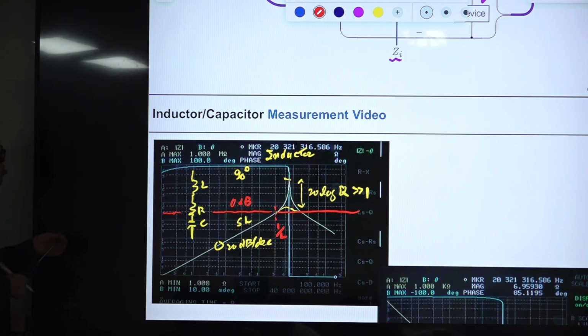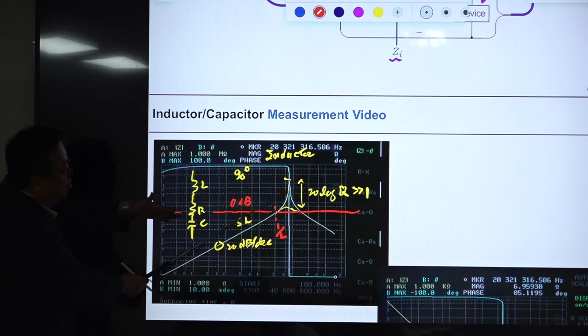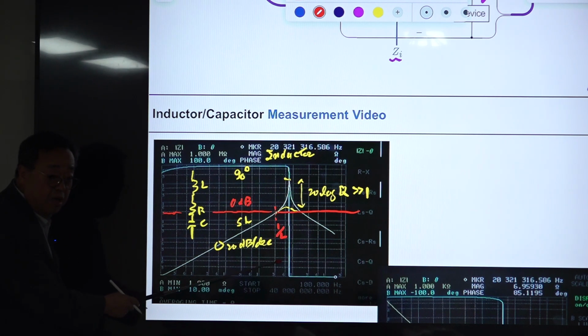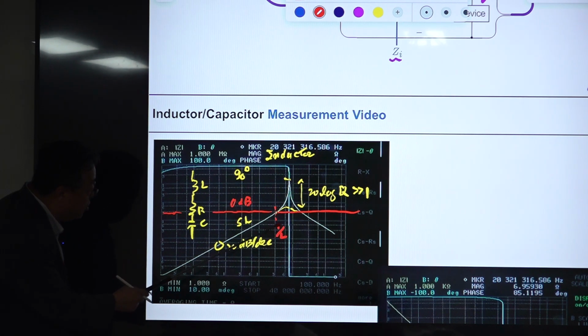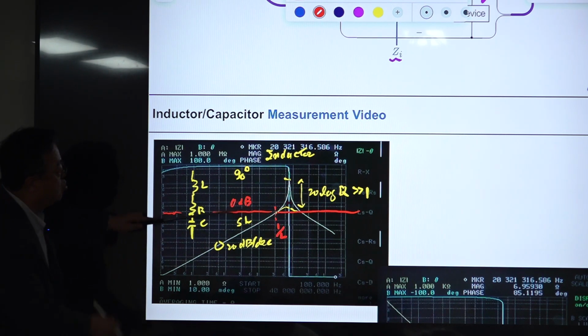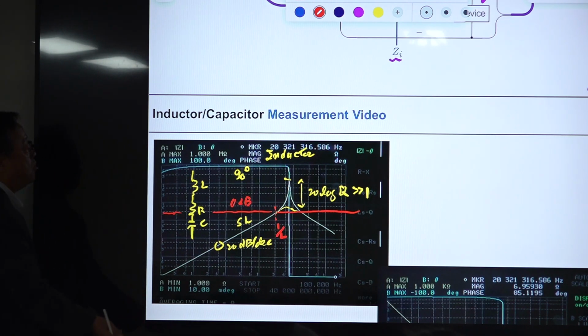This 0 dB crossing frequency is 1 over L. Why is that? When you put 1 over L here, this becomes 1, right? And 1 is 0 dB. So from this measurement, you can know the inductance of your inductor from this value.